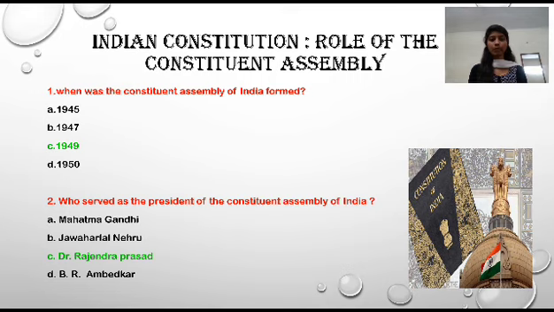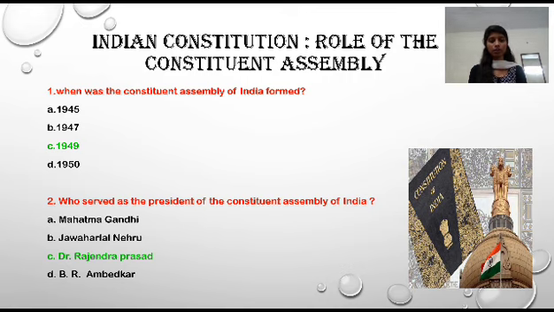Today I am going to discuss some of the important questions on the Indian Constitution on the topic role of the Constituent Assembly. The first question was, when was the Constituent Assembly of India formed? The options are 1945, 1947, 1949 and 1950. The Constituent Assembly of India was formed in 1949.